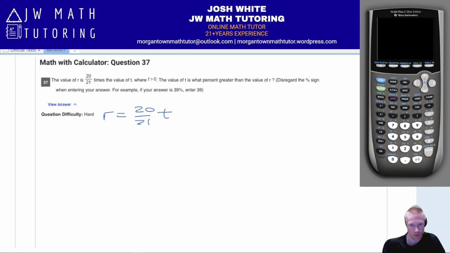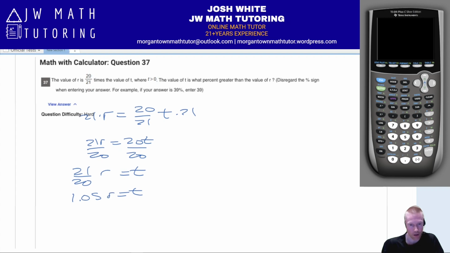So if you take this and rearrange it, multiply both sides by 21 and then divide by 20, you get t equals 21 over 20 r. Or if you write that as a decimal, t equals 1.05r. Let's think about it this way. Let's say r is equal to 1. If I plug that in, then 1.05 times 1 means t would be equal to 1.05.